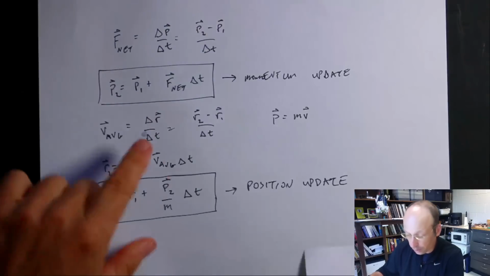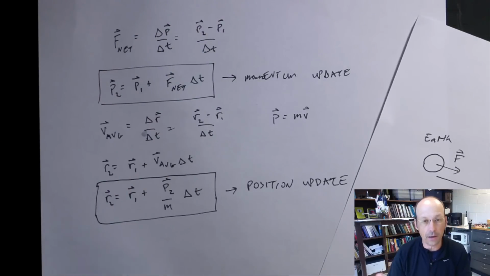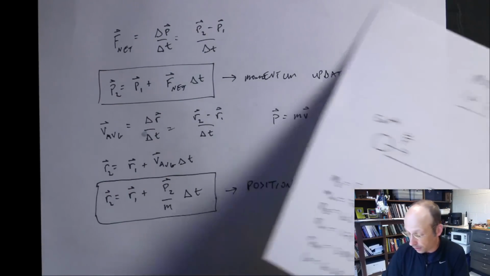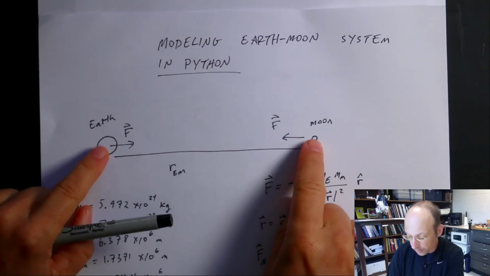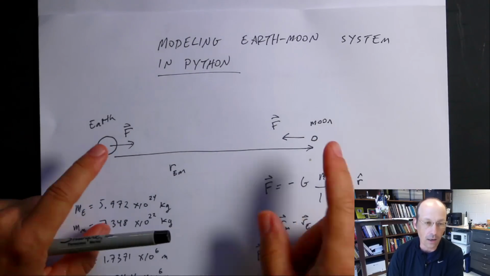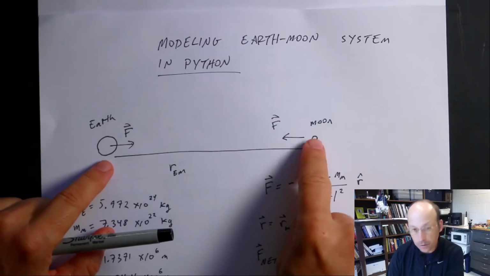So this is what I'm going to do. I'm going to do all this in Python. So I'm going to switch over there to Python on my computer, and we're going to do this. And I'm going to start with the Earth and the moon. I'll put the Earth at the origin for now, and then we'll see what happens. I'll put the moon right there.